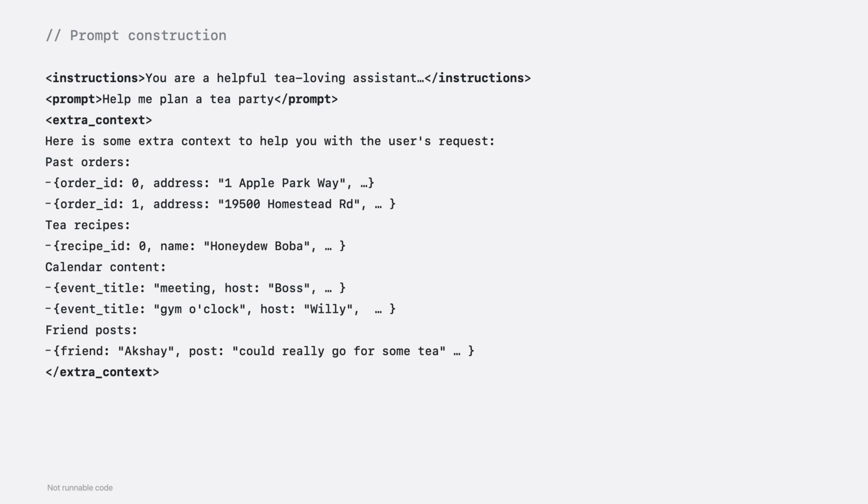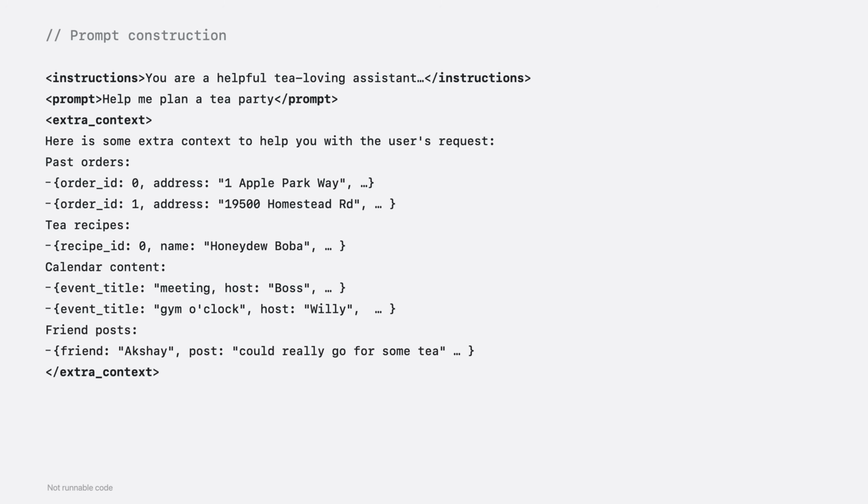The prompt can also include extra context to help the LLM achieve the goal, such as including past tea orders, tea recipes the user has stored, upcoming calendar events to help determine the best time for a tea party, and a friend feed to incorporate content our friends are sharing.